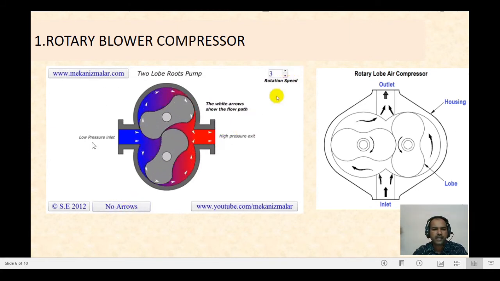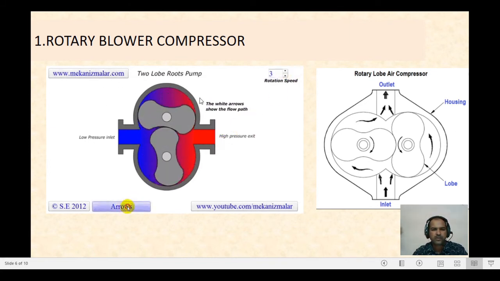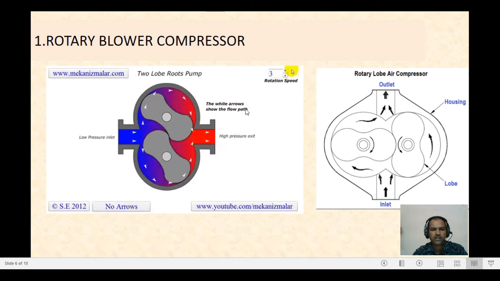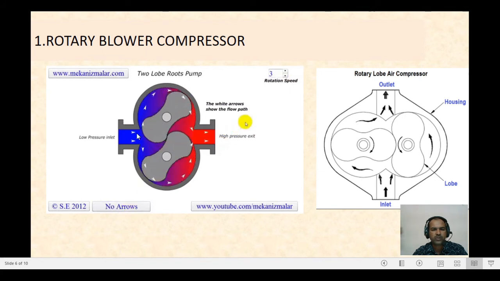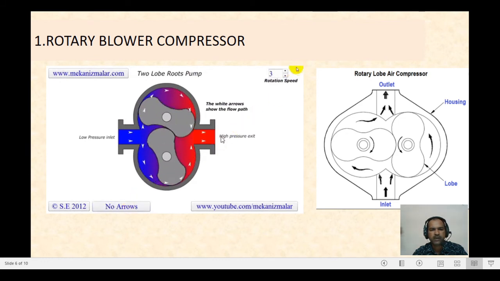So you can see this animation. This is the suction port, and this is the outlet port, and the air is sucked in from the suction port. Due to the clockwise and anti-clockwise rotation, the low pressure air gets compressed between the spaces, and the compressed air is delivered at the other end, which is the outlet.